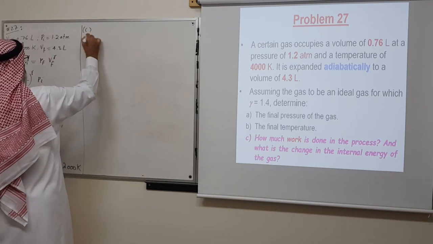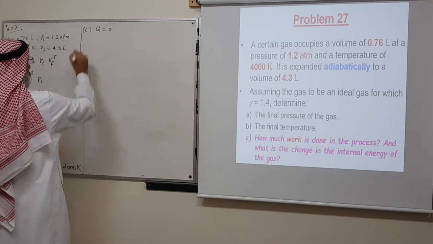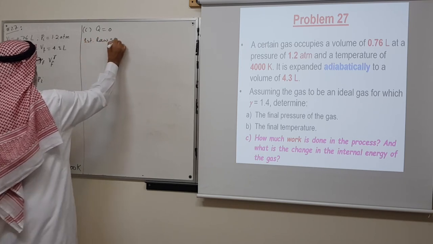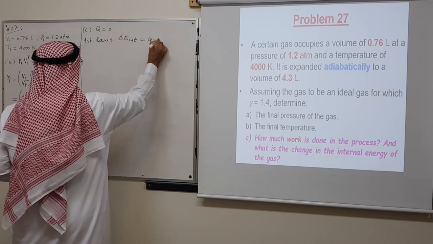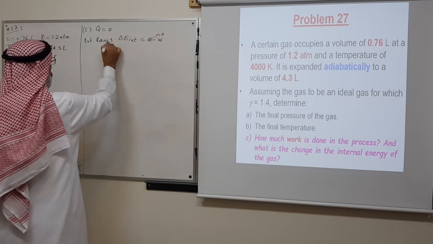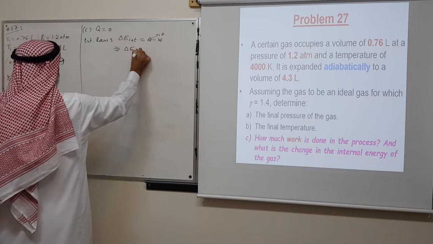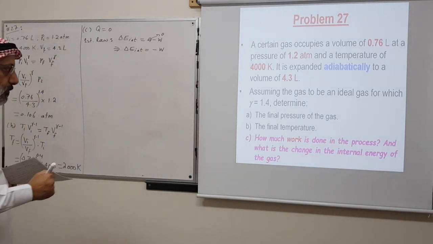You will see that they are the same, okay? If we start from the first law of thermodynamics, this is an adiabatic process, Q is 0. The first law of thermodynamics says delta E internal is Q minus W. This is zero. So for this process, delta E internal is equal to minus W. They are the negative of each other.